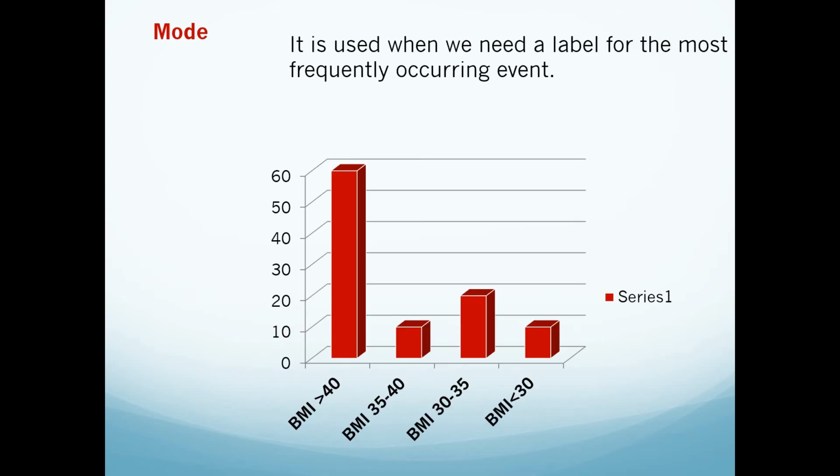For example, if in one clinic we have 100 patients, what is the most frequent body mass index? We distribute the patients into body mass index more than 40, 35 to 40, 30 to 35, less than 30. From this graph, you can find that the most frequent body mass index, which is accounting for 60% of the patients, is more than 40. So the mode of the body mass index in that clinic is more than 40.